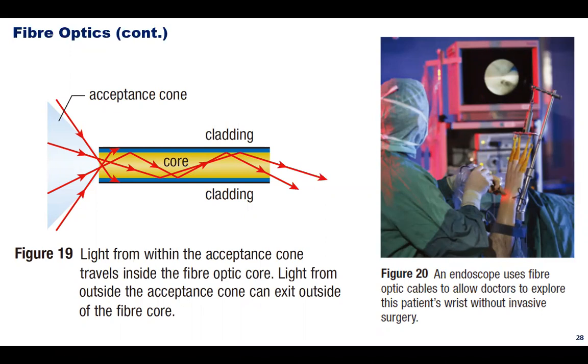The size of the acceptance cone can be adjusted. It would become larger if the critical angle for the cone were made smaller. Using a material with a smaller index of refraction for the cladding material makes the difference between the indices of refraction for the core and cladding materials greater.